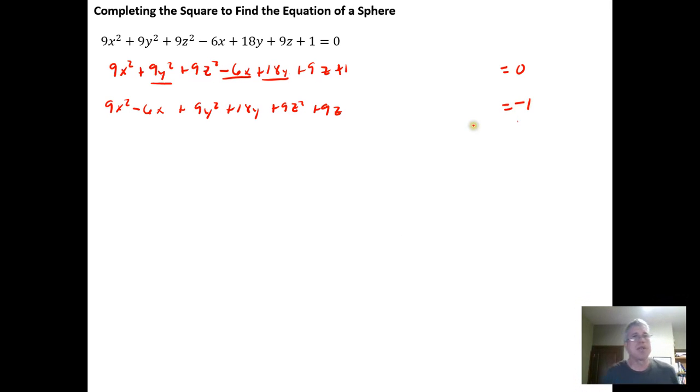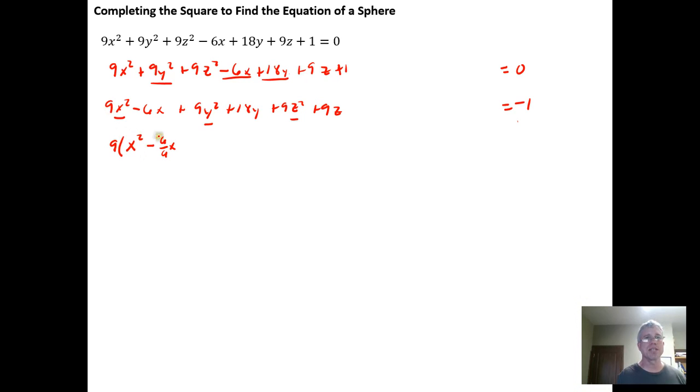And then the next step in the completing the square process is to remember that the leading coefficient on the squared terms has to be 1 when you complete the square. That's a key part of the completing the square development when you're in pre-calculus. So I'm going to take this 9 and I'm going to factor it off of the x terms. So that's going to give me an x squared minus 6/9 x.